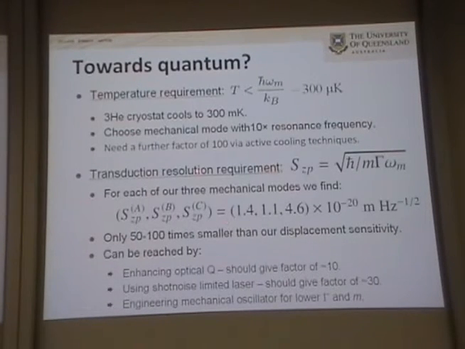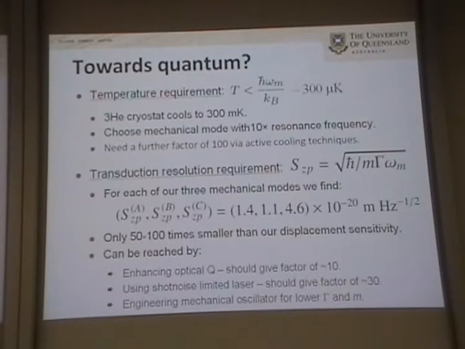The second requirement was the transduction requirement. The zero-point motion of our oscillator is about 10 to the minus 20 meters per root hertz. So in principle, we can get 10 to the minus 22 meters per root hertz, so we can get there. It might be challenging to do that. There are some other ways to improve this. One is to increase the optical quality of the cavity, which should give us a factor of 10.